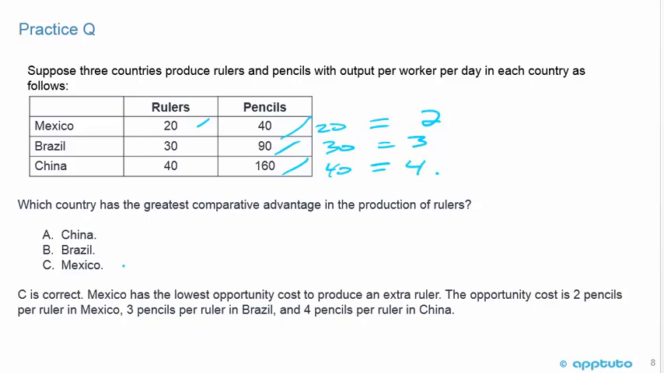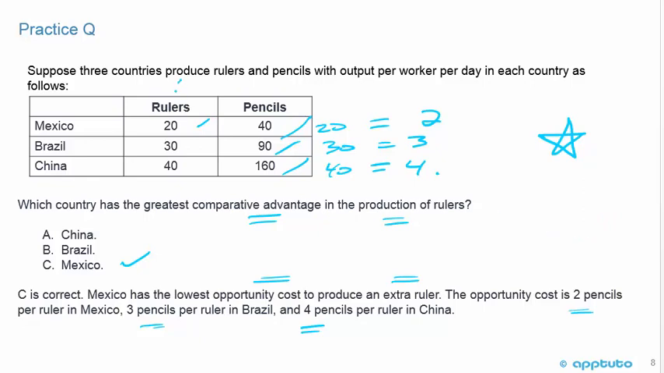So C is correct. Mexico has the greatest comparative advantage in the production of rulers. Mexico has the lowest opportunity cost to produce an extra ruler. The opportunity cost is 2 pencils per ruler in Mexico, 3 pencils per ruler in Brazil, and 4 pencils per ruler in China. So these types of questions just take a little bit of practice, remembering what your numerator and denominator is with regards to calculating the opportunity cost.